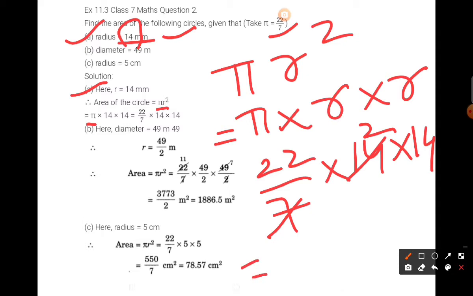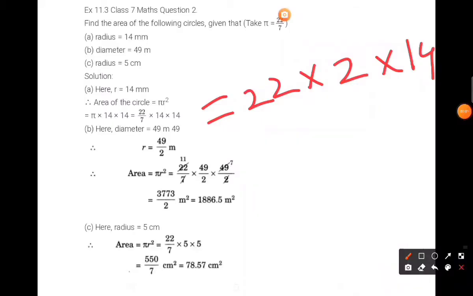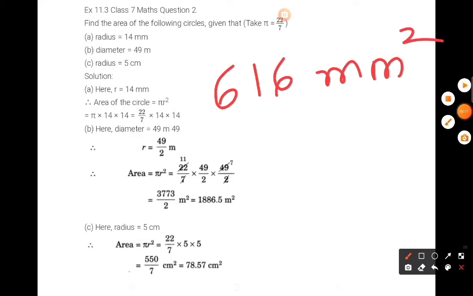Now cancellation is not possible. This 7 we have removed. Now 22 multiply by 2 multiply by this 14. So these 3 are left with us: 22 multiply by 2 and multiply by 14. So you need to multiply these 3. And after multiplication, your answer will be 616 millimeter square. So this will be our answer for the first one, that is A part. Now we will see the second one's solution.